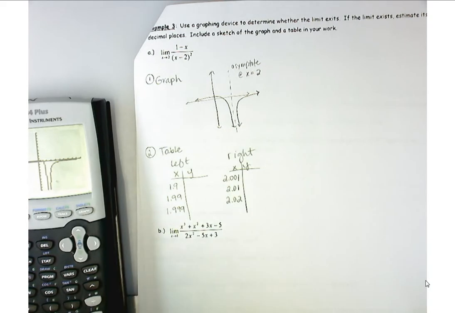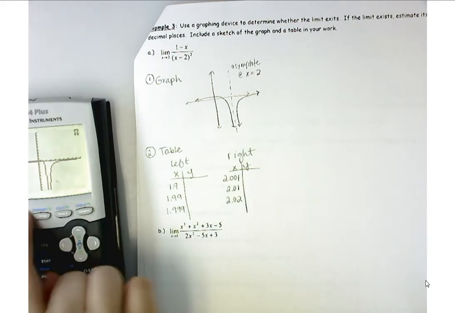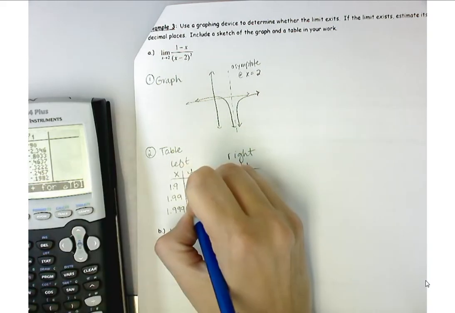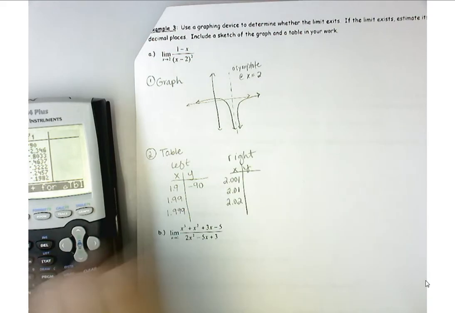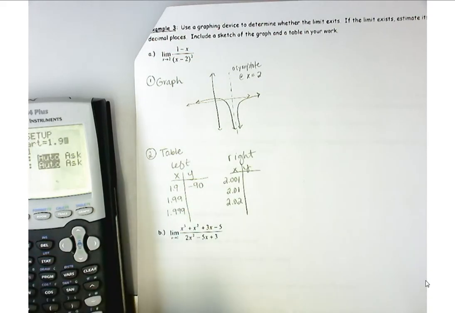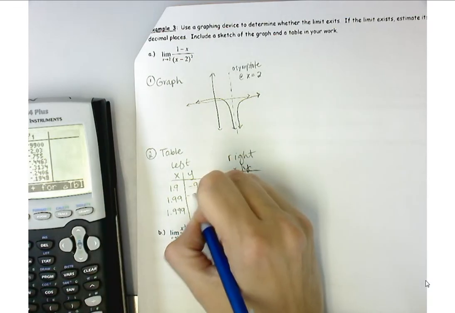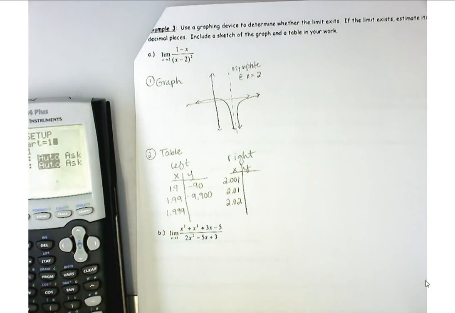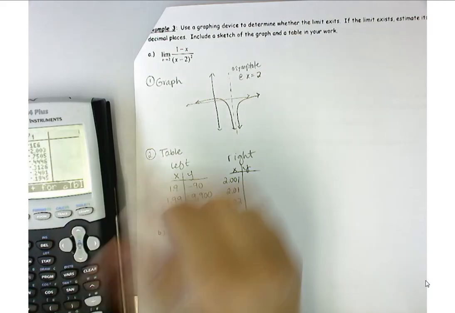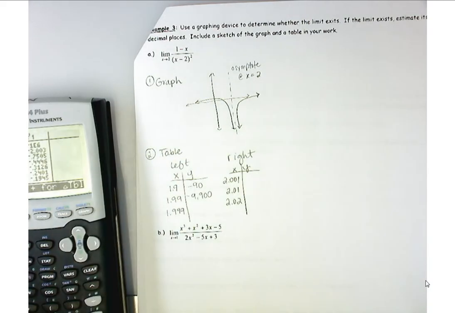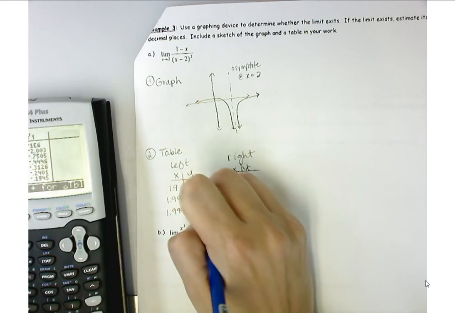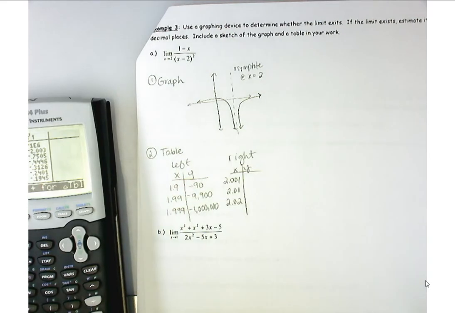Right, and remember you can either use your table or you can use the value on your graph to find out what these are. So for 1.9 I have negative 90. 1.99 I have negative 9,900. And finally, it says negative 1 e to the 6th. So if it's e to the 6th, what does that mean? There's 6 zeros, right? Okay, so it would be negative 1 million.